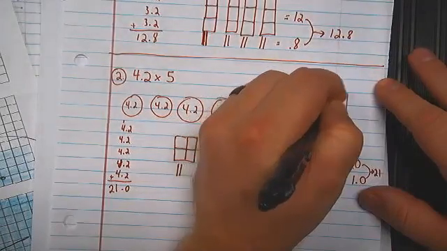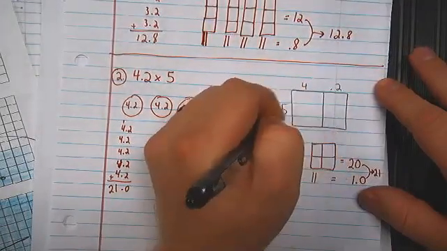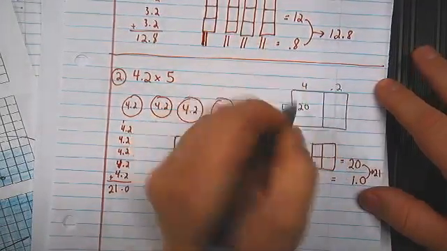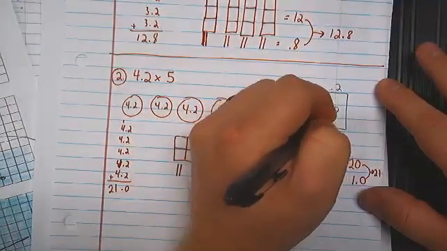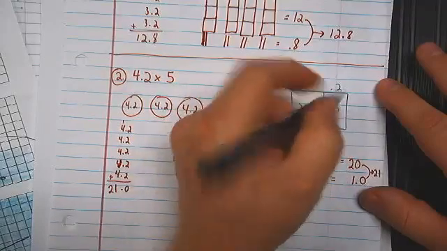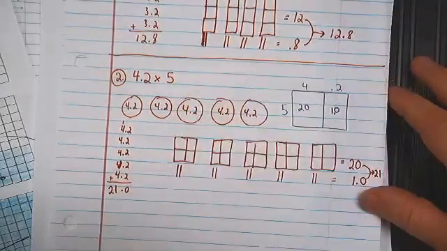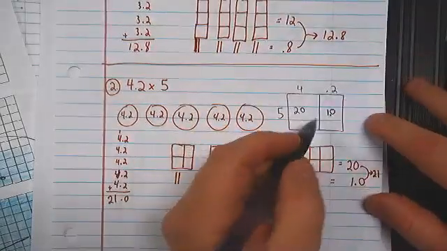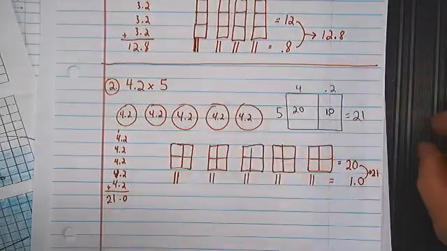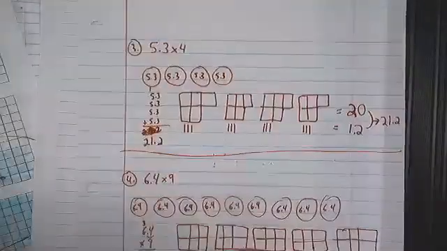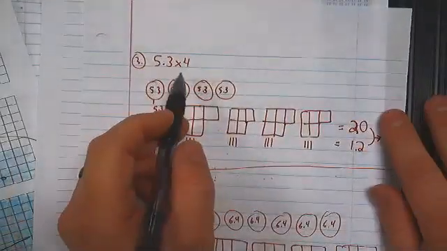4 2/10 times 5. 5 times 4 is 20. 5 times 2/10 is 1 whole, or 10 tenths, right? 5 times 2 is 10. 10 what? 10 tenths, because we're working with tenths. 10 tenths, which is 1 whole, which is going to give me 21. All right, let's look at number 3. The third one was 5 3/10 times 4.